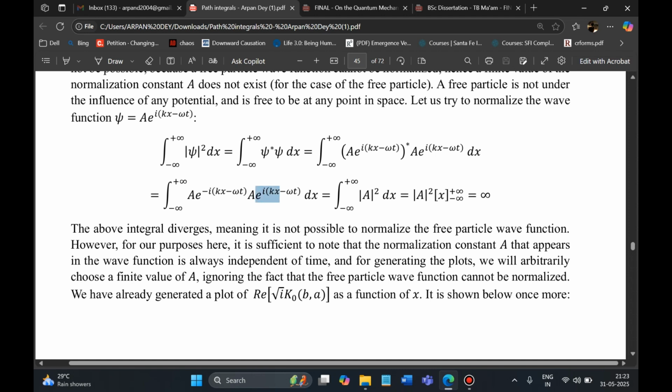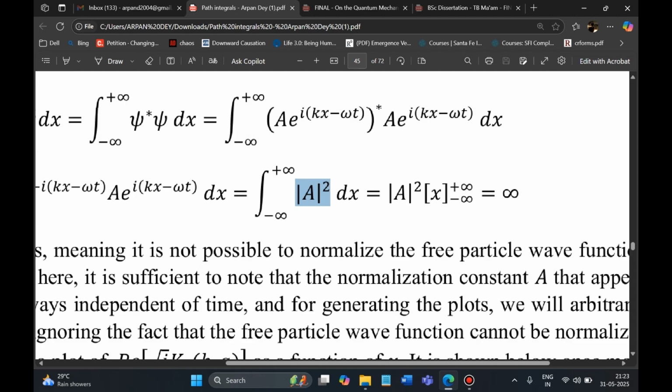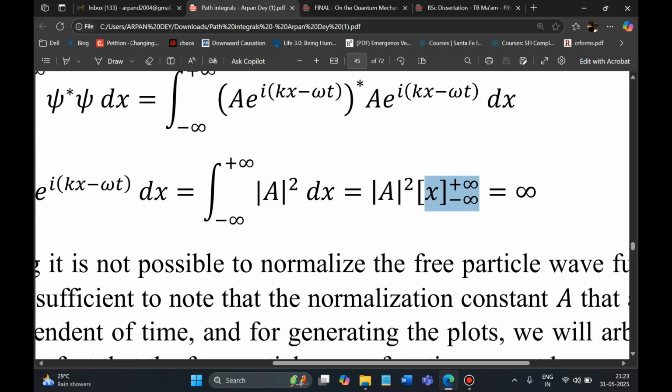So both these exponentials will cancel, right? And we are left with the integration from negative infinity to positive infinity of dx mod a square. Now a is a constant, so mod a square will come outside the integration and you are left with integration dx, which is just x, but the limit of x is minus infinity to plus infinity. So what is the value of this? Infinity times mod a square minus negative infinity times mod a square. That is clearly undefined.